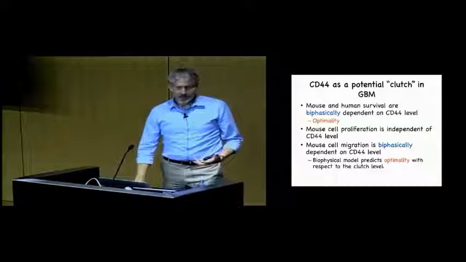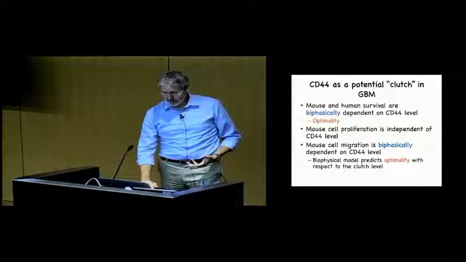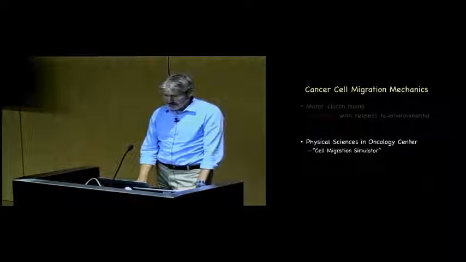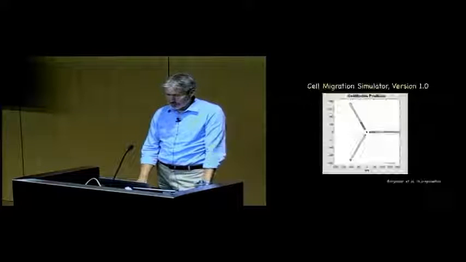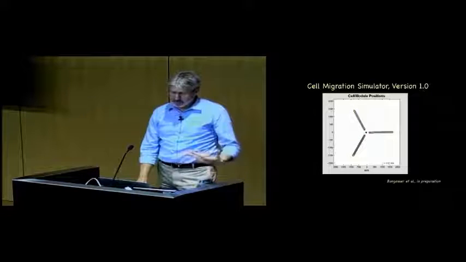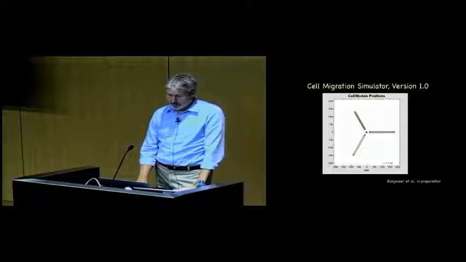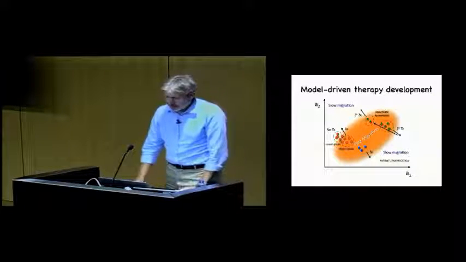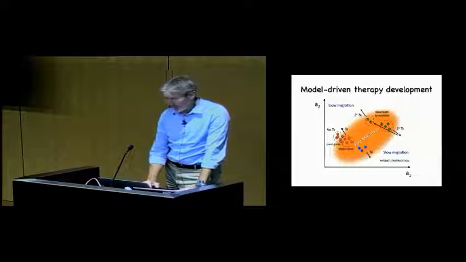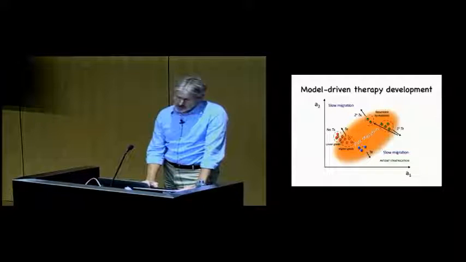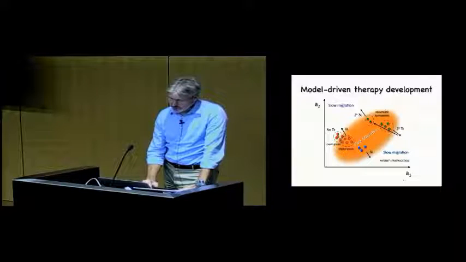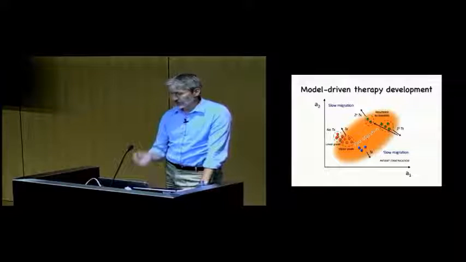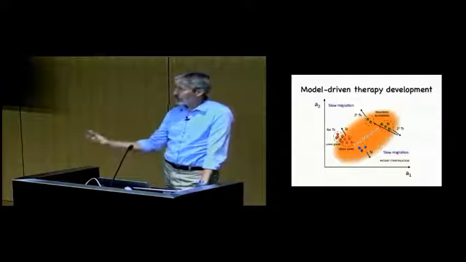I think I'm getting close to the end here, so I'll just spend maybe one or two slides on the Physical Sciences in Oncology Center and using the cell migration simulator that I showed you already, and how it might hopefully be applicable to drive new therapies and be predictive for patients. So I just want to highlight a couple of examples of how we're thinking about this. We'd like to know where patients sit in this parameter space to know how their cells are going to migrate. The fast migration, the orange spot, is bad news from a patient point of view. You don't want to be there.